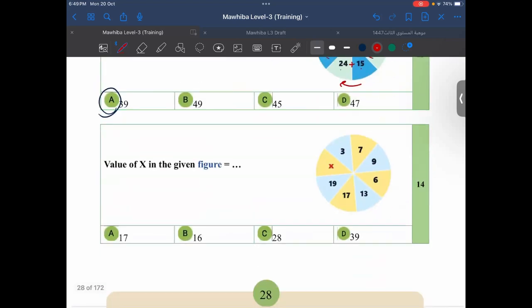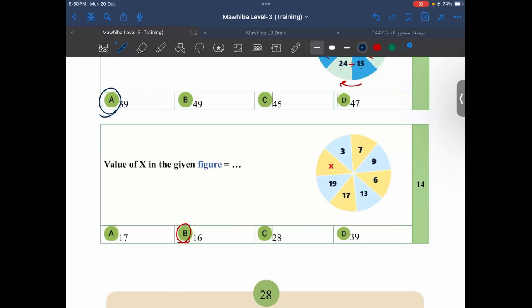Okay, let's see here. The value of x in the given figure. So, yalla, let's see. Fatima, do you want to answer? Yes. What you're going to do is add 10 to each number. So 3 plus 10 is 13, which is the facing number. And 7 plus 10 is 17, which is the facing number. And then 9 plus 10 is 19, which is the facing number. So 6 plus 10 would be 16. B. Excellent. So the answer here would be 16.